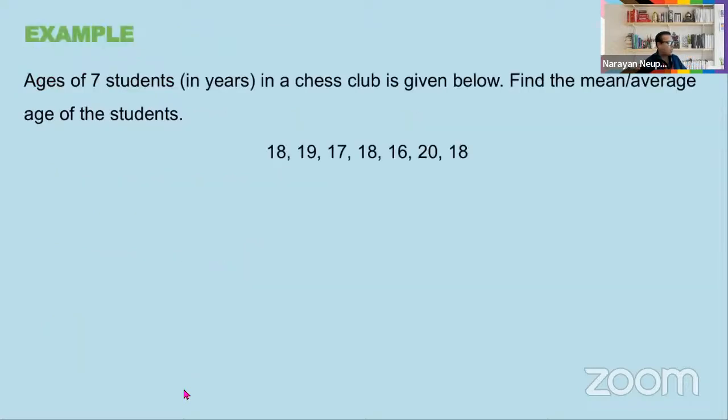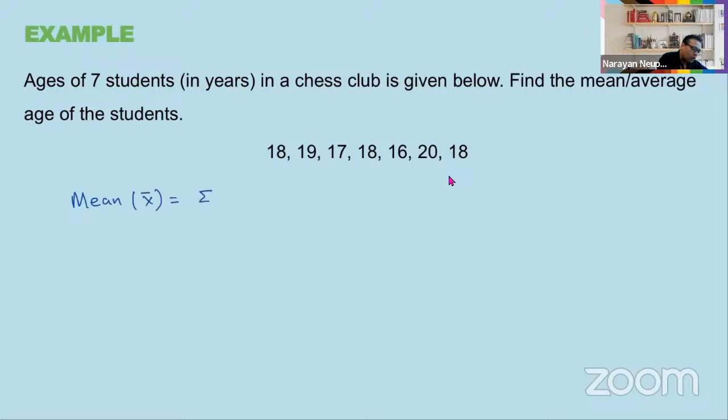So here is our first example. In the first example, the ages in years of 7 students in a chess club are given below. We have to find the mean, also known as average, age of the students. And here we have the data. First tell me whether this data is grouped data or ungrouped data. What do you think? Ungrouped data, right? It's not grouped.